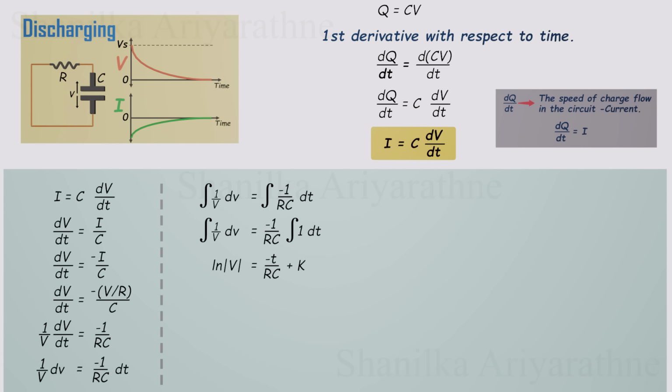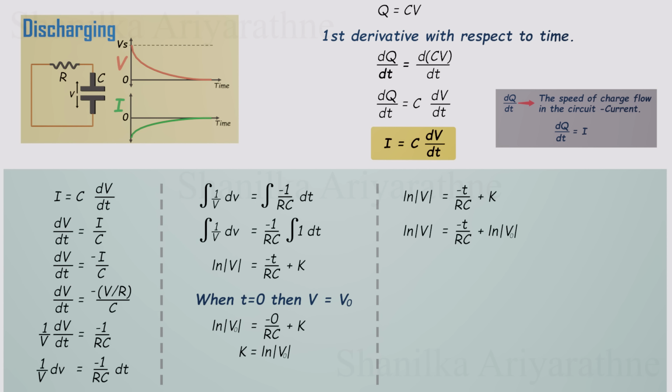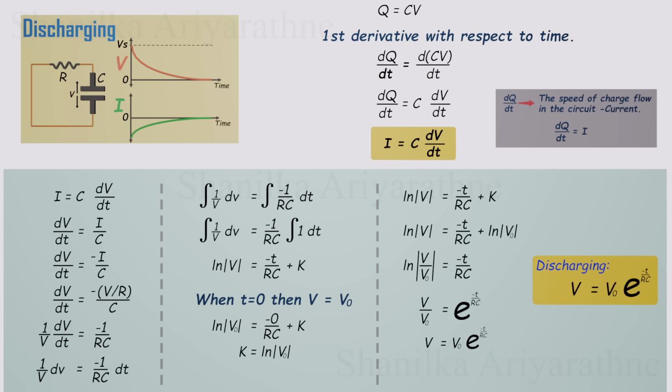There's a constant, K, in the solution, and we can figure it out using the initial conditions. At time t equals 0, the voltage is V0, so K is equal to the natural logarithm of V0. Now, let's plug that value of K back into the equation and simplify. We can use the logarithm rules here to clean it up even more. Then, by taking the inverse of the natural log, we finally get the complete equation. This is the formula that shows how a capacitor discharges over time. The voltage doesn't drop in a straight line. It falls gradually along a smooth, exponential curve.